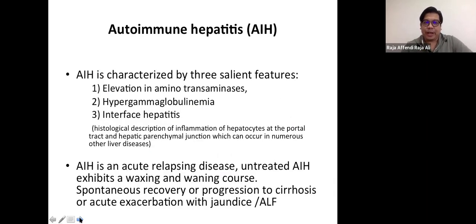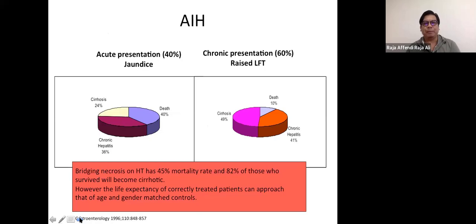So essentially, AIH is characterized by three important features: elevated aminotransferases, hypergammaglobulinemia, and, of course, pathologically, interface hepatitis. It is a relapsing disease; untreated AIH exhibits varying courses, including spontaneous recovery, progression to cirrhosis, or acute exacerbation with acute liver failure. If you look at the presentation of AIH, acute presentation with jaundice happens in 40% of cases, and chronic presentation, mostly with elevated liver biochemistry, in 60% of cases.